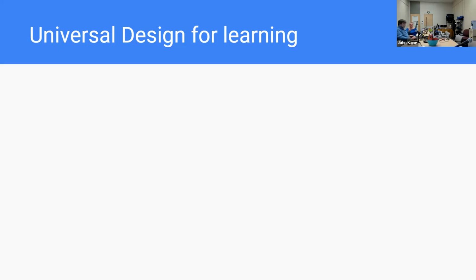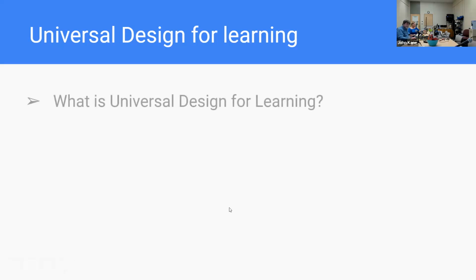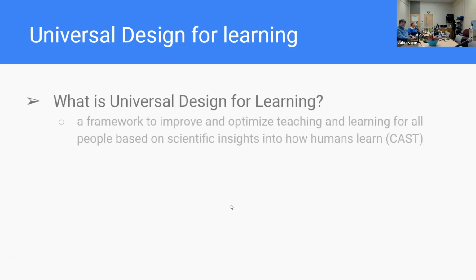And actually, that's a big part of it: designing courses that work for everyone so that you don't need to make as many accommodations for special cases. The definition that CAST uses, which is one of the groups most actively involved in universal design, is that it's a framework to improve and optimize teaching and learning for all people based on scientific insights into how humans learn, which is a pretty general principle.